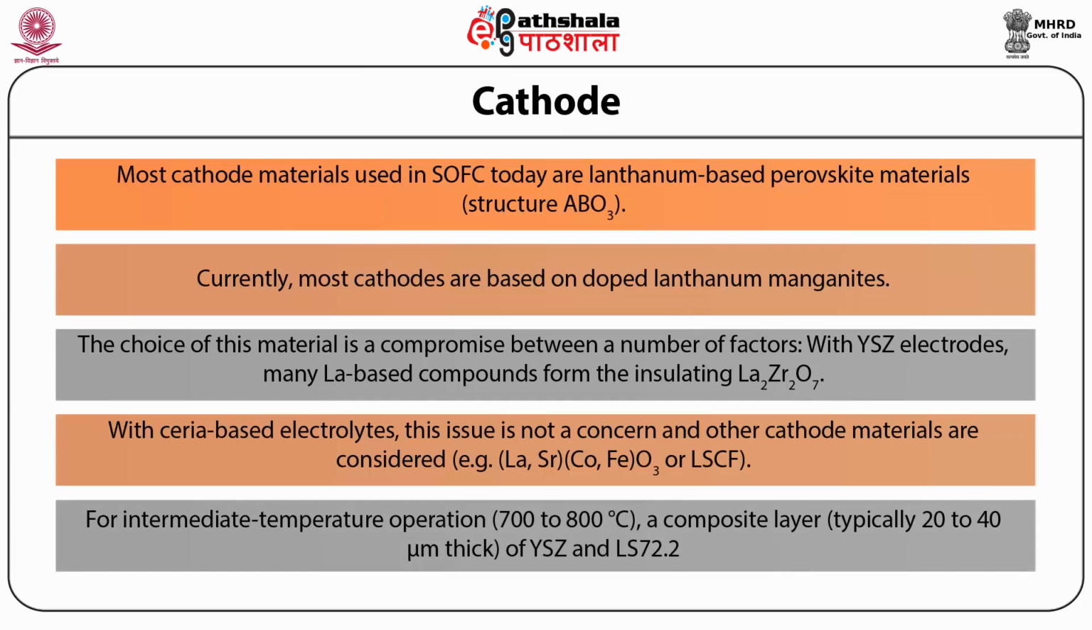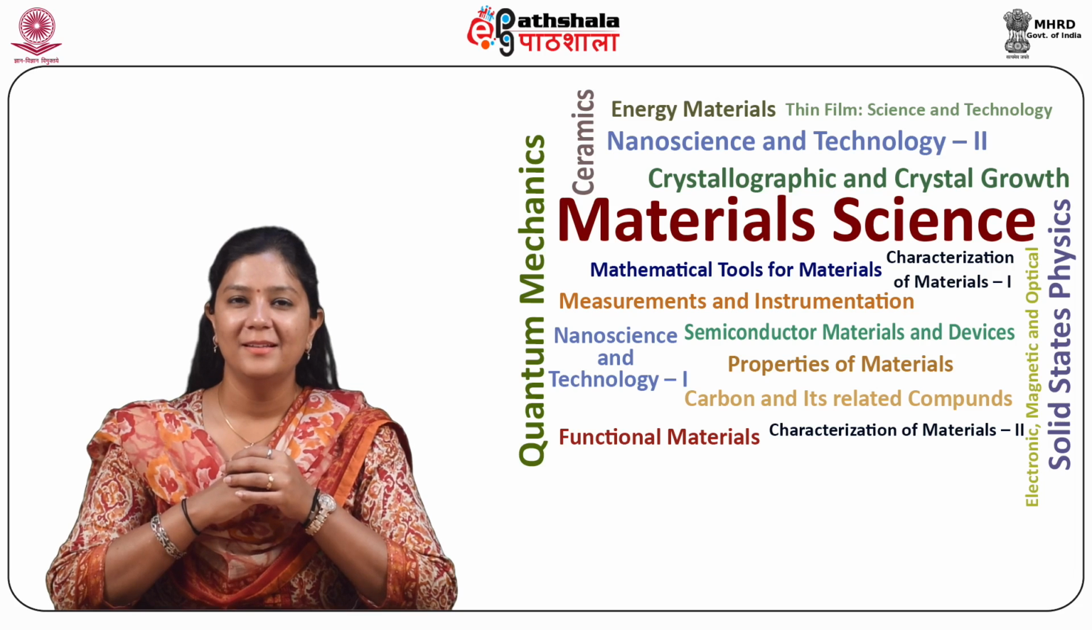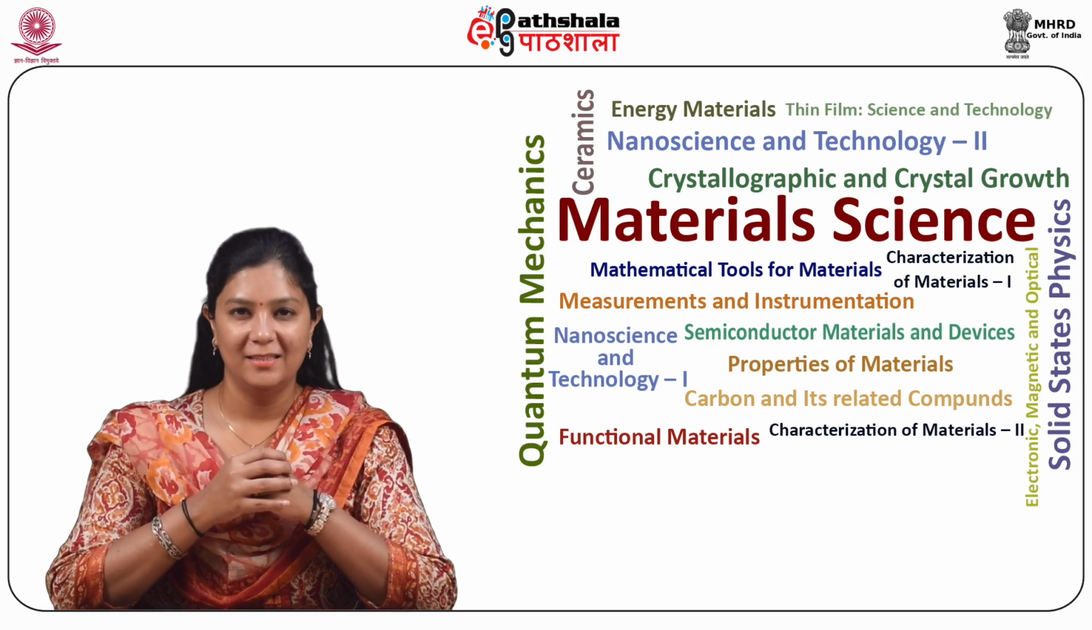For intermediate temperature operation, say 700 to 800 degrees Celsius, a composite layer, typically 20 to 40 micron thick, of YSZ and LSM is often used to overcome the modest ion conductivity at lower temperature. Now let us see the interconnects and sealants.